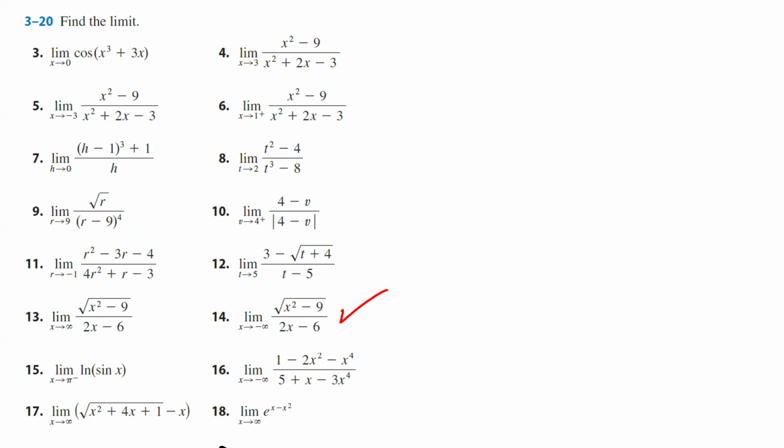Right, we're trying number 14. Please let us know when you're done with number 14. Right, so please try number 14.